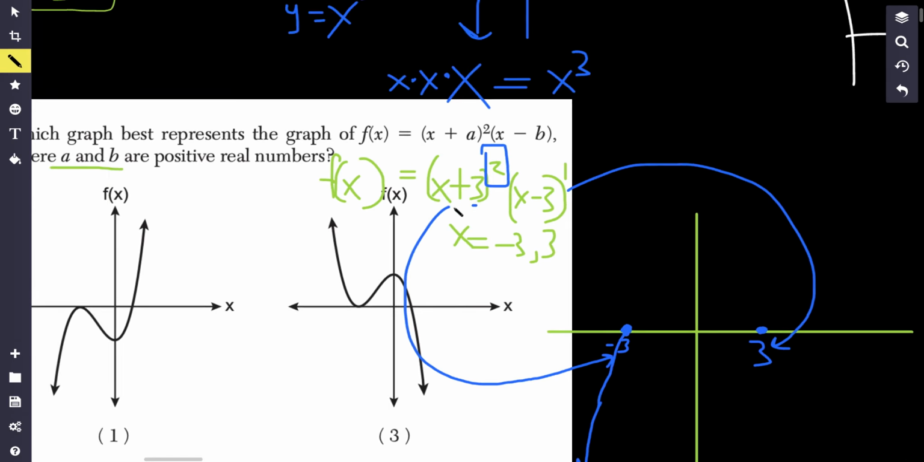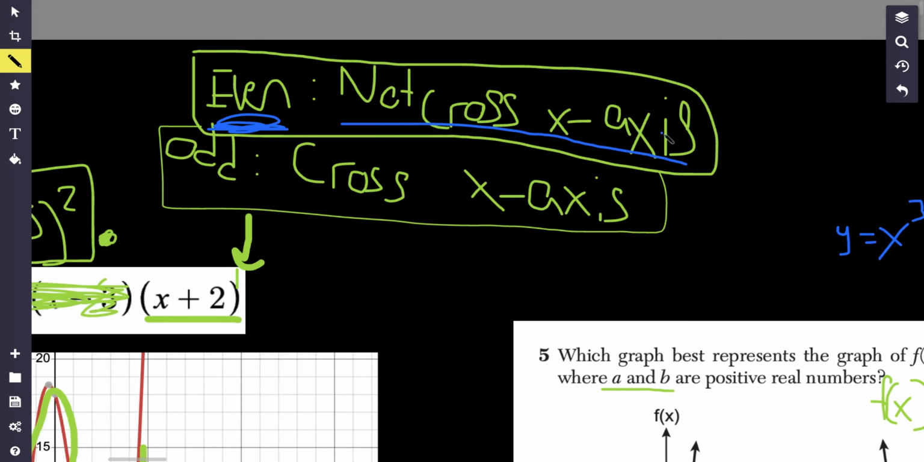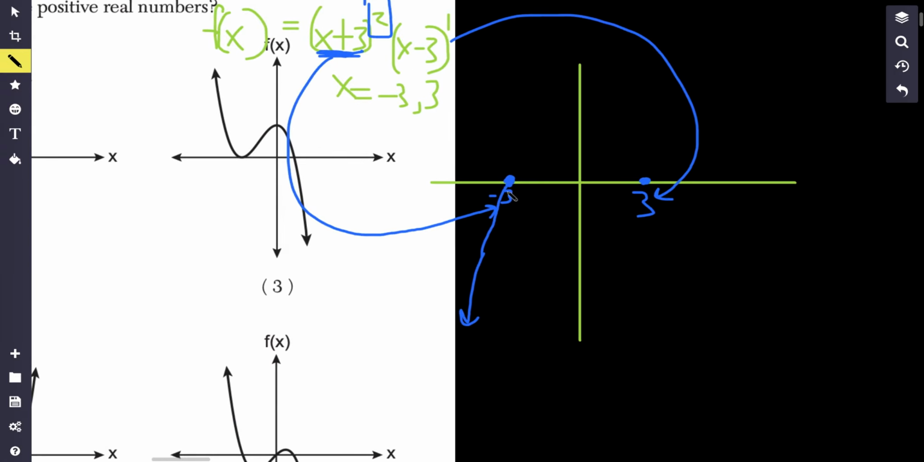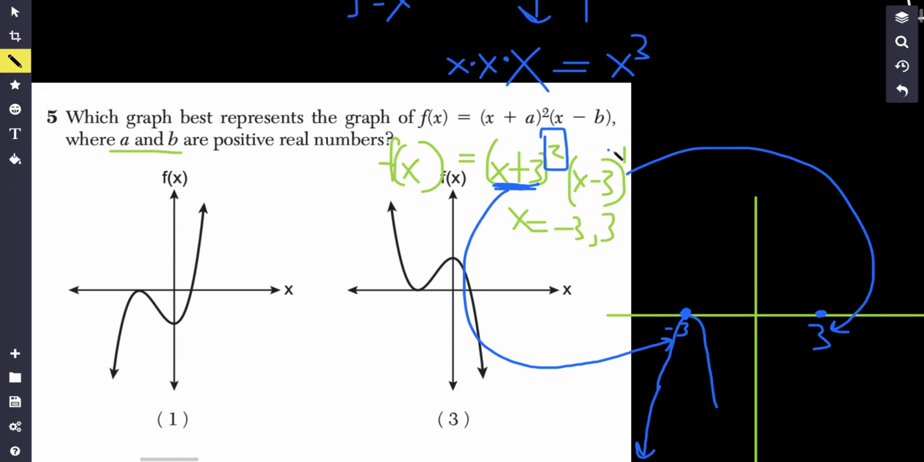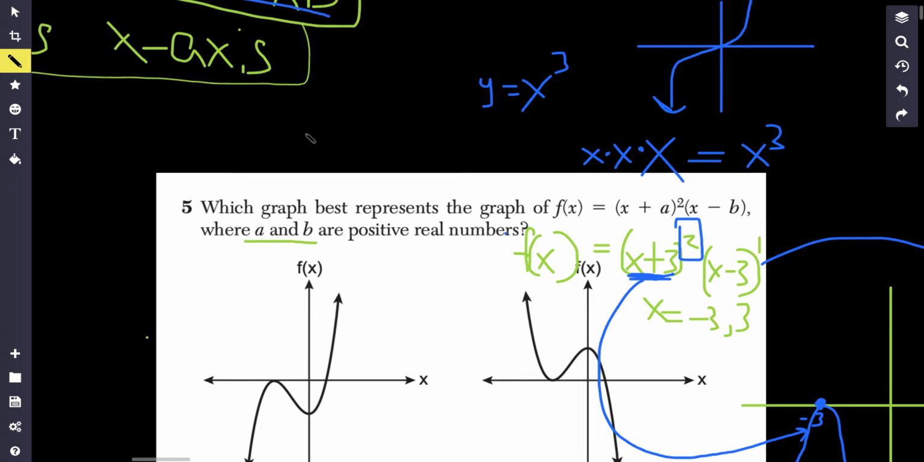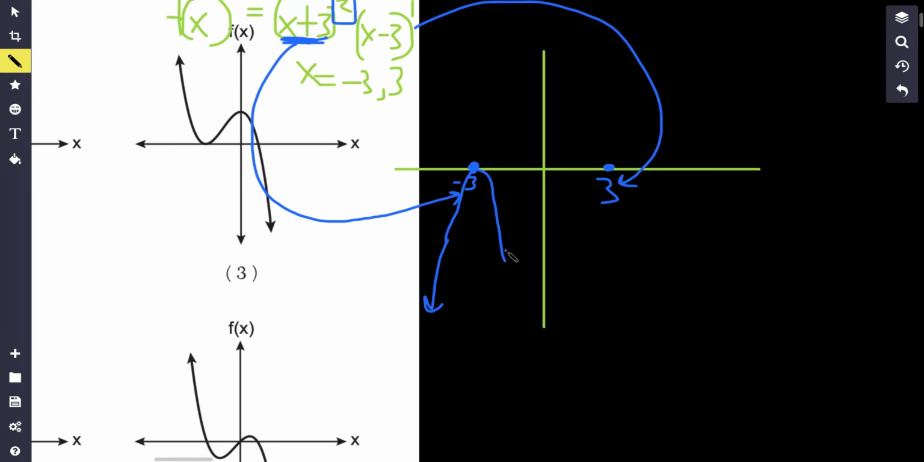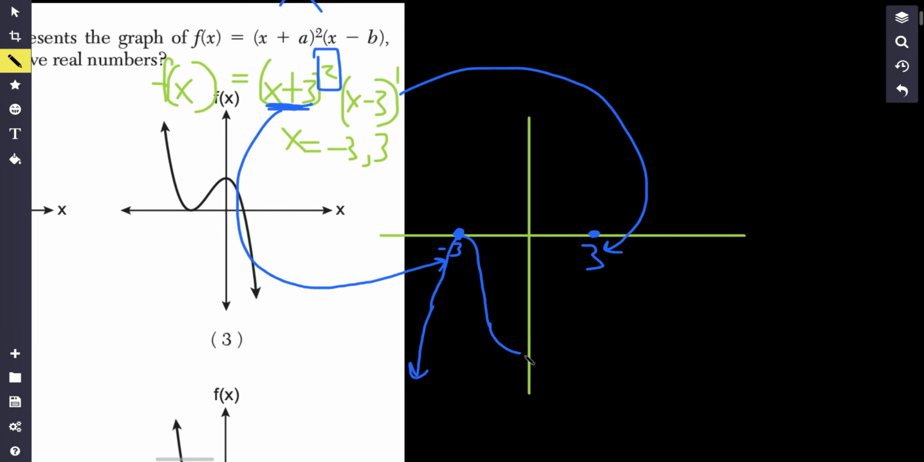Now, because I have an (x plus 3) to the second power, we said that if you have an even exponent, it's not going to cross the x-axis. So this is what it's going to look like. It's going to hit this 0, and it's going to go back down because it does not cross the x-axis. Now, notice how I have an (x minus 3) to the first power. And when you have an odd exponent, that means it does cross the x-axis. So notice here, I'm basically going to draw a curve here, and I'm going to go up where it does cross the x-axis, right?